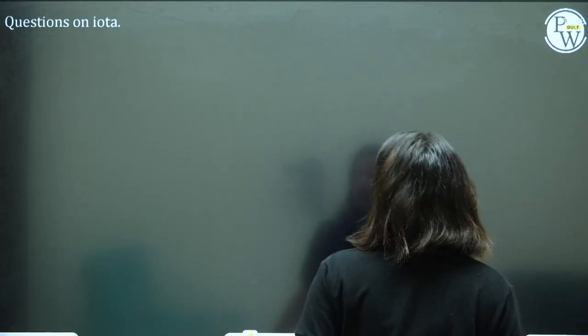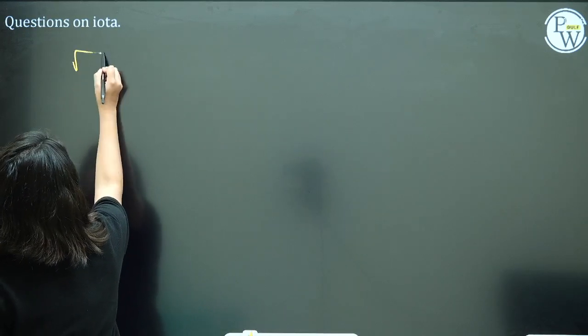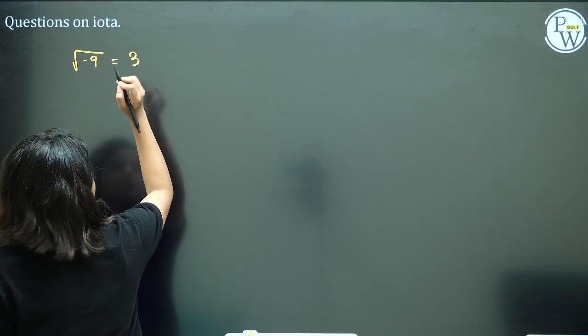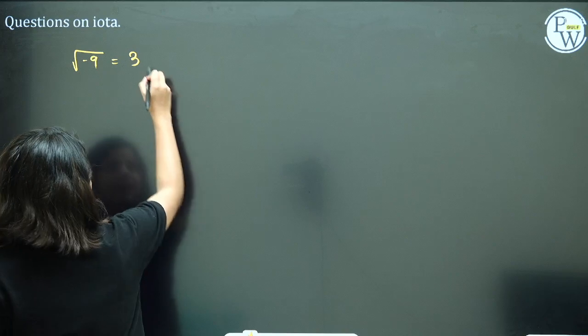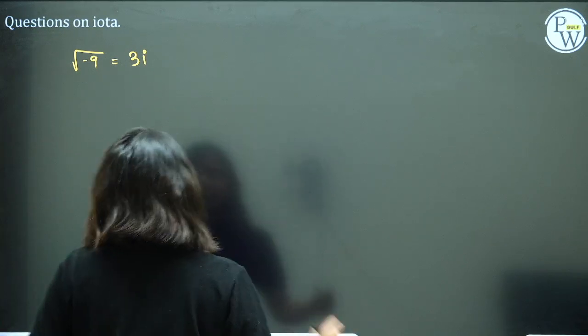Before I go to questions on iota, there are simple questions. Let's say they will ask you what is the value of root of minus 9. You will say it is root of minus 1 is i and root of 9 is 3. So 3i. That's one type of question.